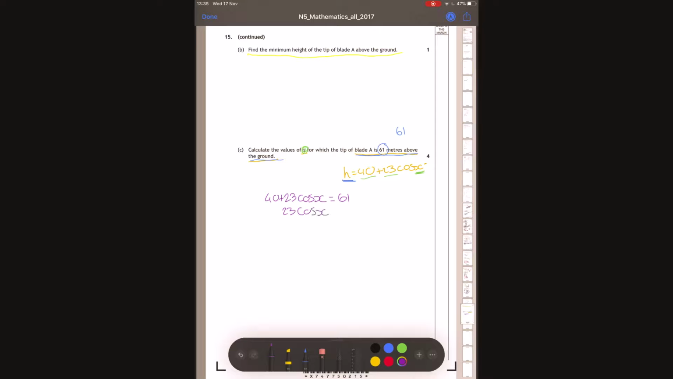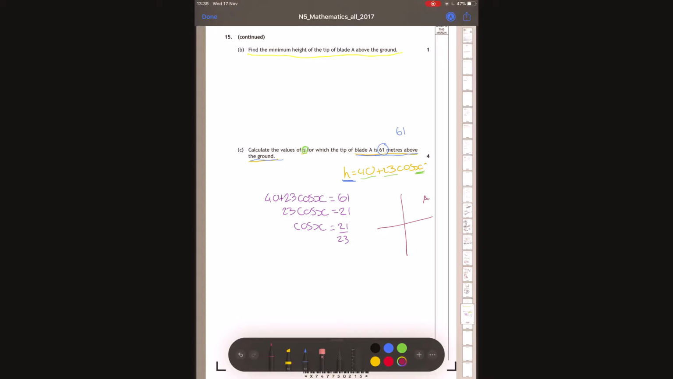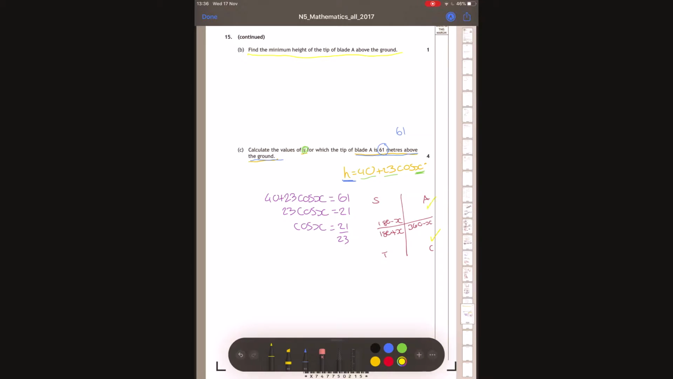23 cos of x is equal to 21. Cos of x is equal to 21 over 23. Now, the next step, I'm looking at this, I'm not going to simplify it, because I think 23 is prime anyway. So then we need to do our little table. I can't remember what it's officially called, but we do this thing. All sine, tan, cosine. So that's 360 minus x, 180 minus x, 180 plus x. And we know that cosine is going to be positive, so we're doing that one and that one.